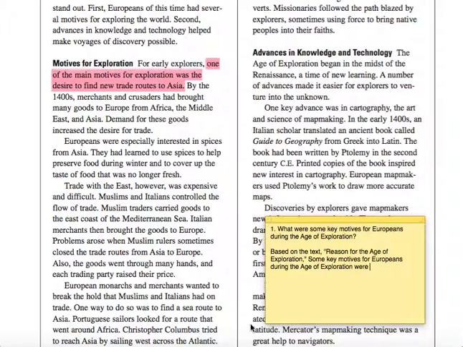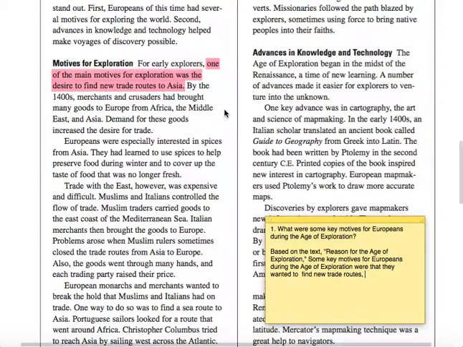So some of the key motives for Europeans during the age of exploration were that they wanted to find new trade routes. Now I'm putting a comma because I'm going to be listing some of the motives, because I remember there were more than one when I read. So let me keep reading to find out what some of my motives were.